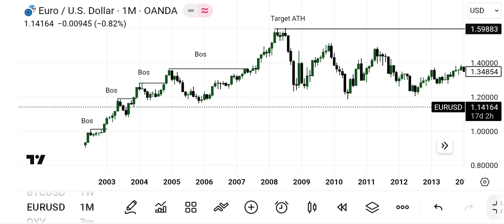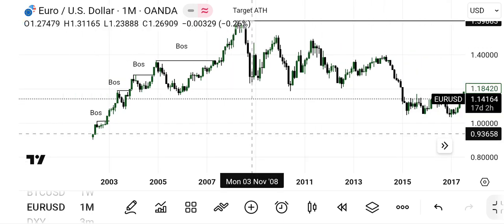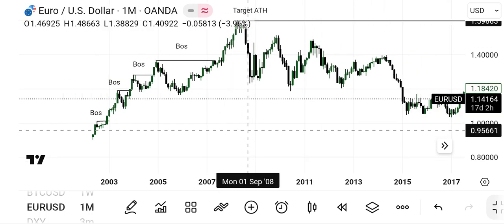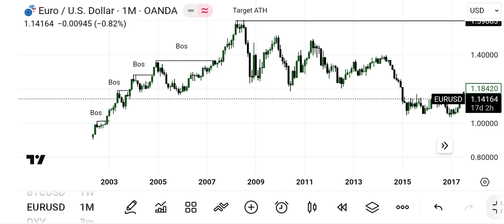at the key level of 1.59803. Since then, once price got to the all-time high on Monday the 1st of September, it was a massive sell to the downside.